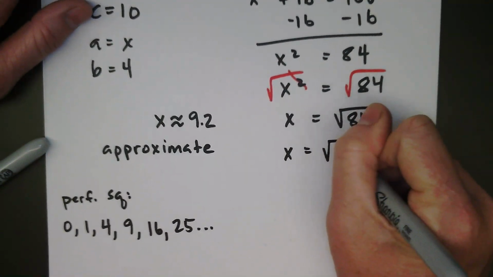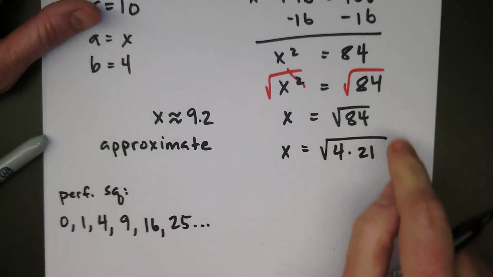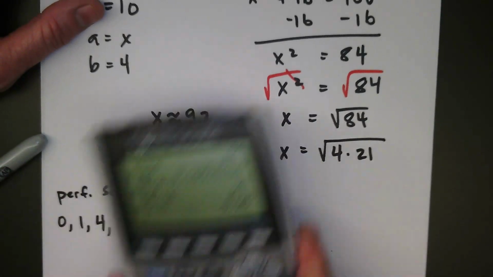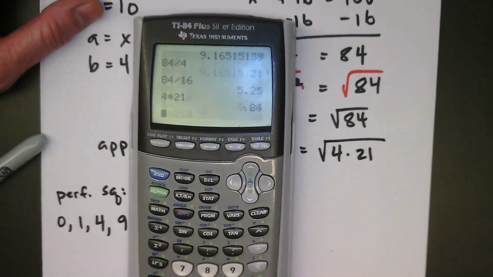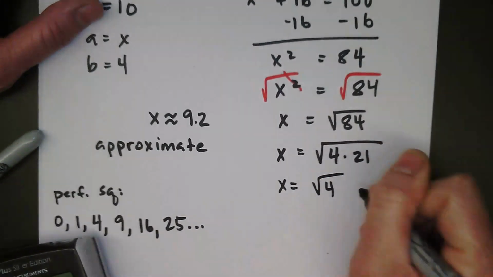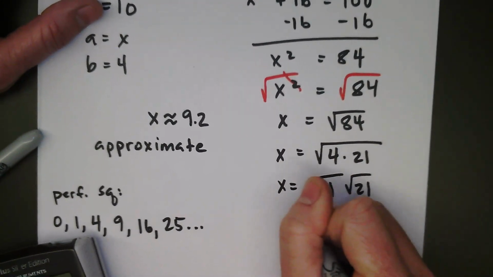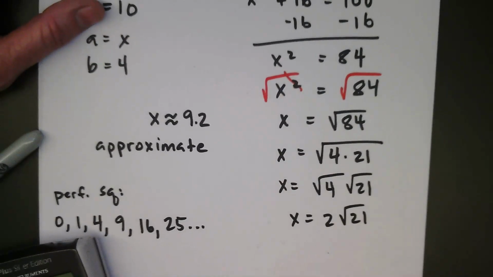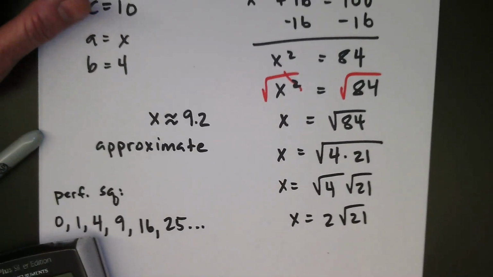So 84 is exactly the same as 4 times 21. So underneath the radical, I'm just writing that multiplication problem. So that equals 84, right? And then I can do the square roots of each of those individually. This is a perfect square. No perfect square factors go into 21. It's just 7 and 3. So that's my final answer.